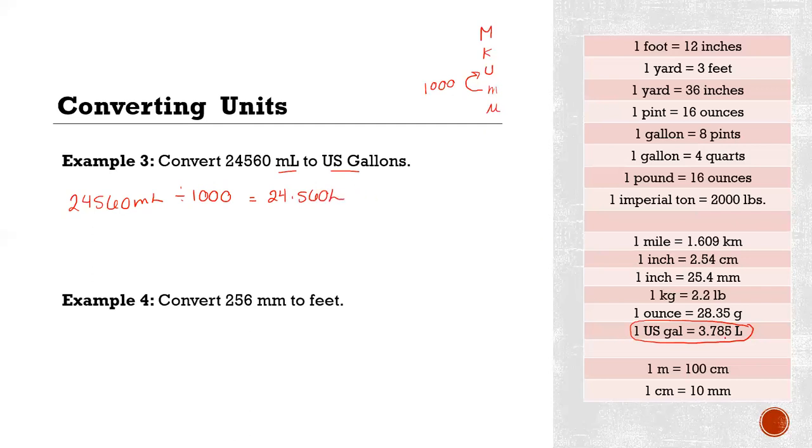So now that we have liters, we can use this conversion. We're going to multiply by, let's use our conversion. We want to get rid of the liters, so 3.785 liters, 1 gallon on the top. So we're dividing to get rid of the liters. And that's going to leave us with 6.489 gallons. Now, why did I keep 4 digits here?